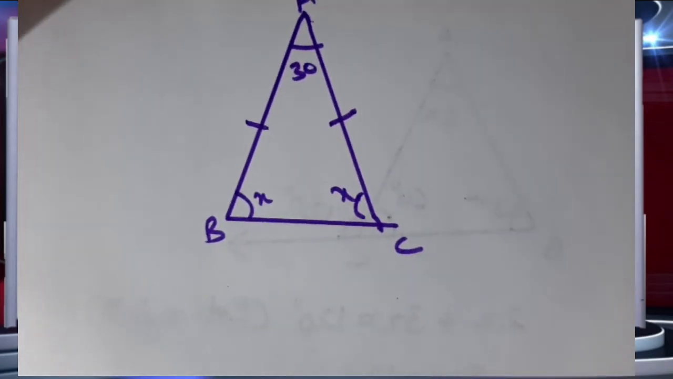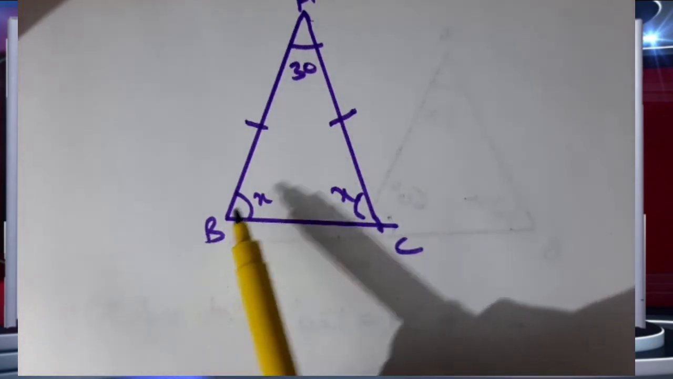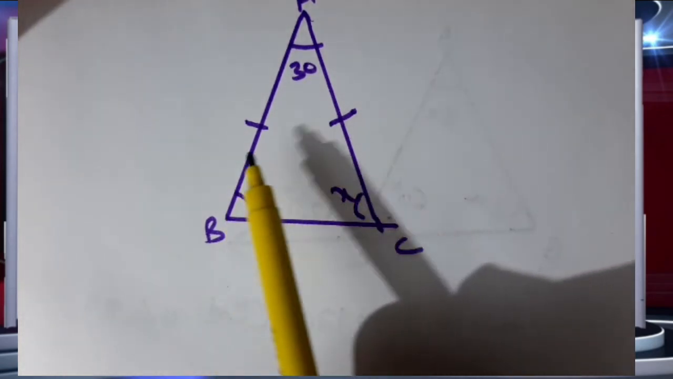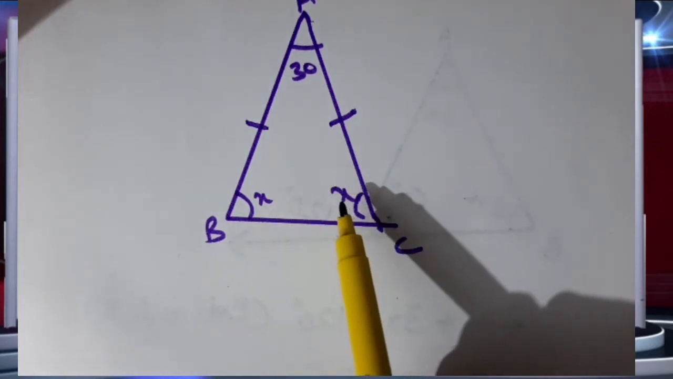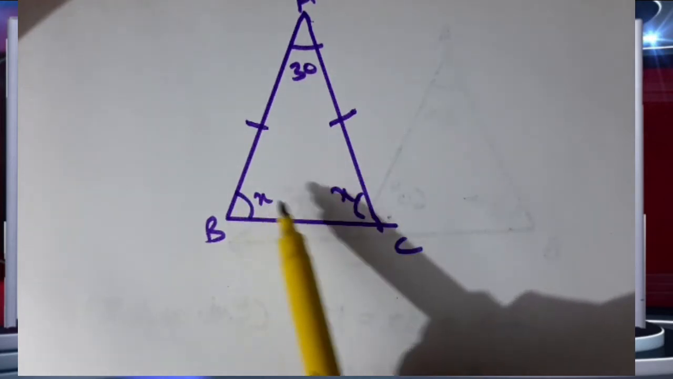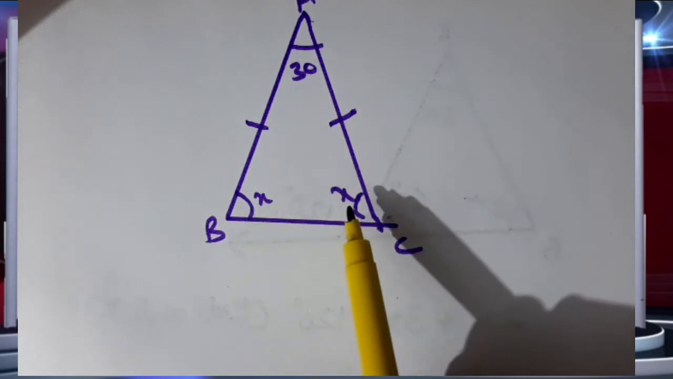The sides are the same. Now, two sides are equal in an isosceles triangle. The two sides and the two angles are the same. So here, let the two equal angles of triangle ABC be x.